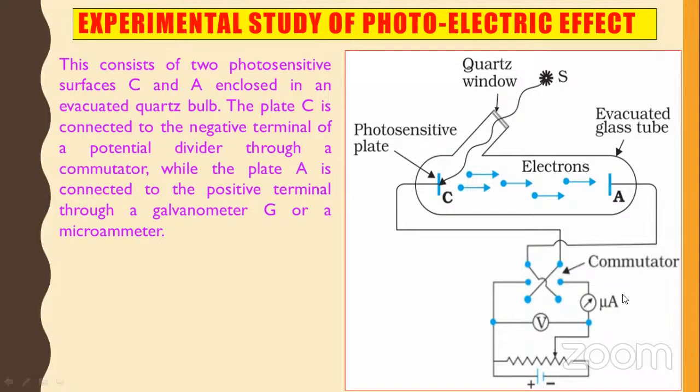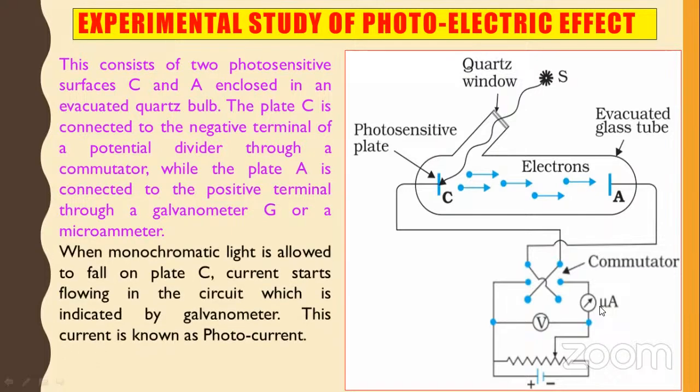Simply through the galvanometer, which is not shown in this, or else a microammeter. Next, see the concept here. Whenever monochromatic light is incident upon plate C, the metal plate, according to the definition, the metal plate emits the electrons. The emitted electrons can move from the cathode plate to the anode plate when a potential is applied.